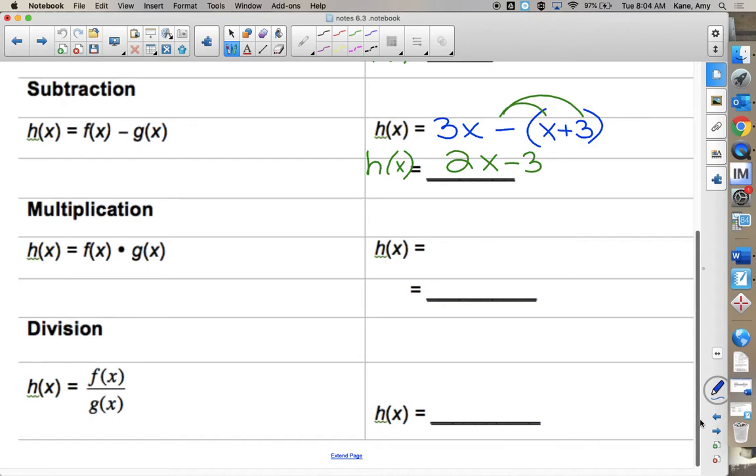So h of x, again, 3x. We're multiplying this with x plus 3. Because that second function is in quantity, we really put parentheses around that. And generally, we don't use the little multiplication sign because once you have parentheses, that means multiplication. So Nina, how would you multiply 3x times x plus 3? Would you have to distribute 3x? Yeah. What would that become? 3x squared plus 9x. Good.